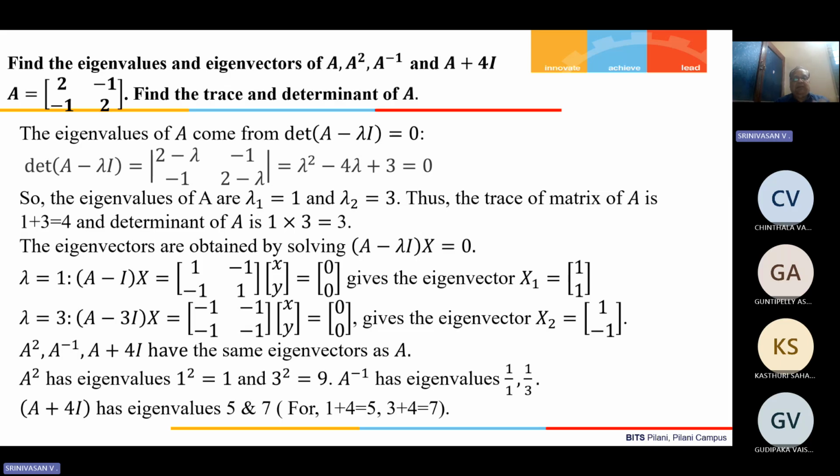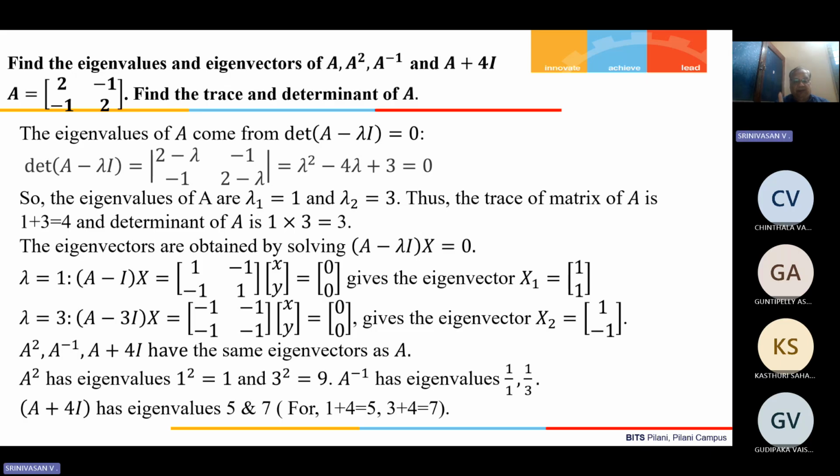Well, A square, A minus 1, that is A inverse, and A plus 4I have the same eigenvectors as A, that you can verify. A square has eigenvalues the squares of the eigenvalues of A, that's all. 1 square, 3 square: 1 and 9. A inverse will have eigenvalues 1 by 1, 1 by 3.